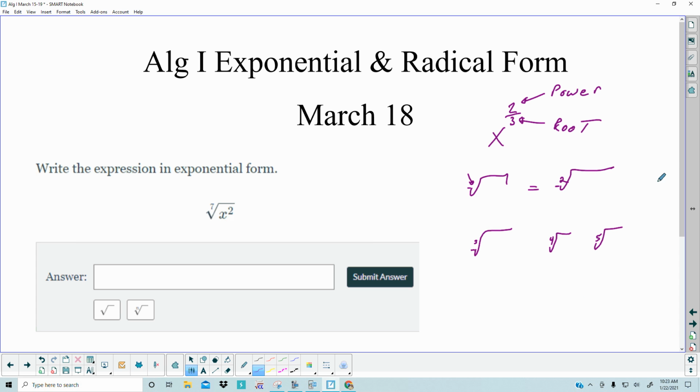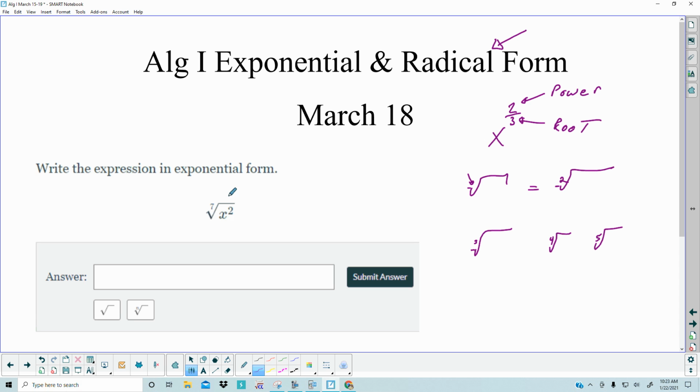All these symbols generically are called a radical. They're also called roots. Fifth root, fourth root, third root, cube root, square root. When there's nothing there, it means there's a 2. So anything other than a square root, you have to put the number, and for a square root, it's optional.